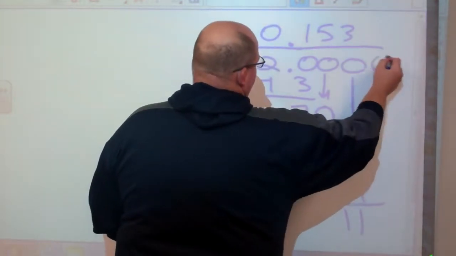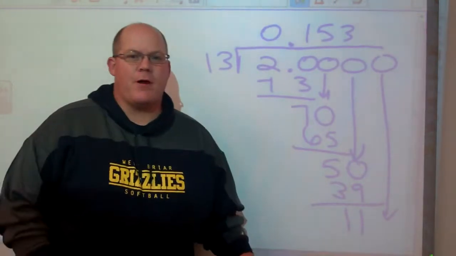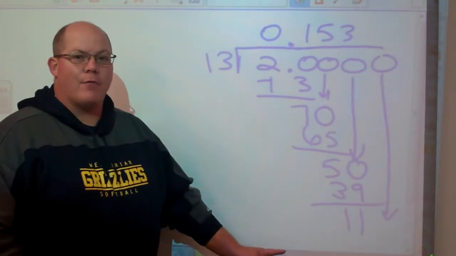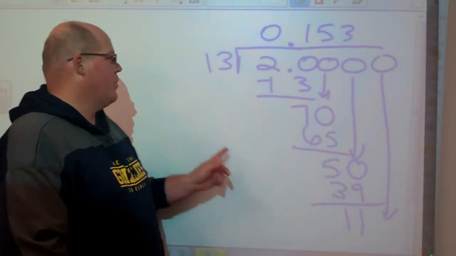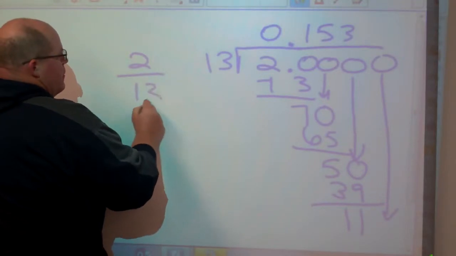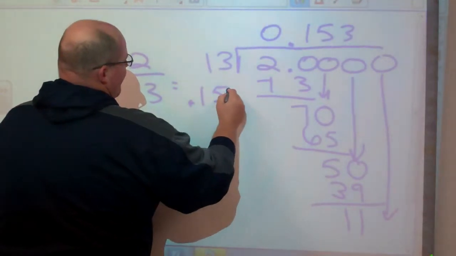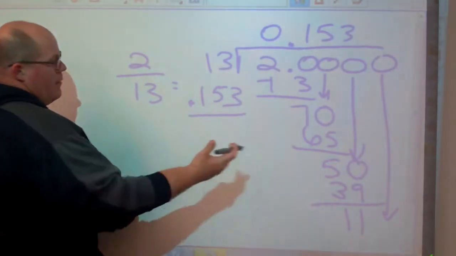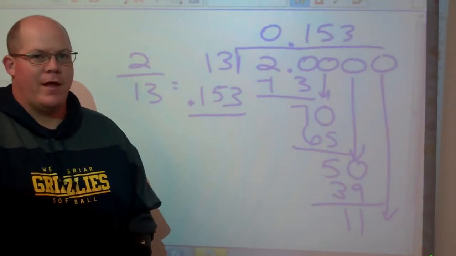11, add a 0, bring down my 0. And you continue on this process until you do not have a remainder, or your remainder is repeating. So if I was to take 2 over 13 into a decimal, you can see it's going to be approximately 1.53. We just continue dividing until we get the full answer.